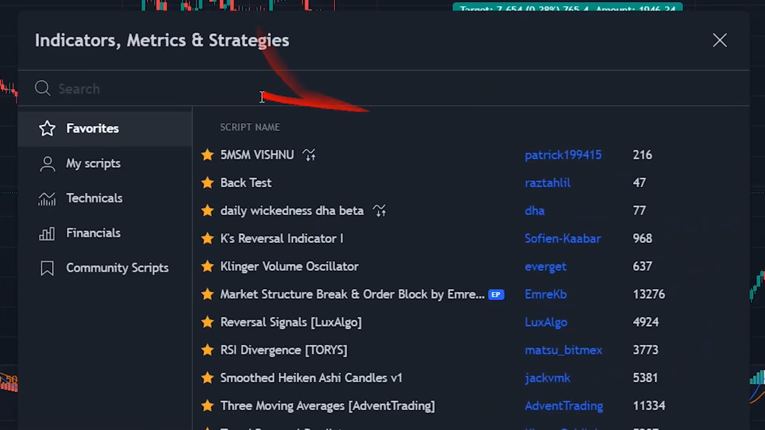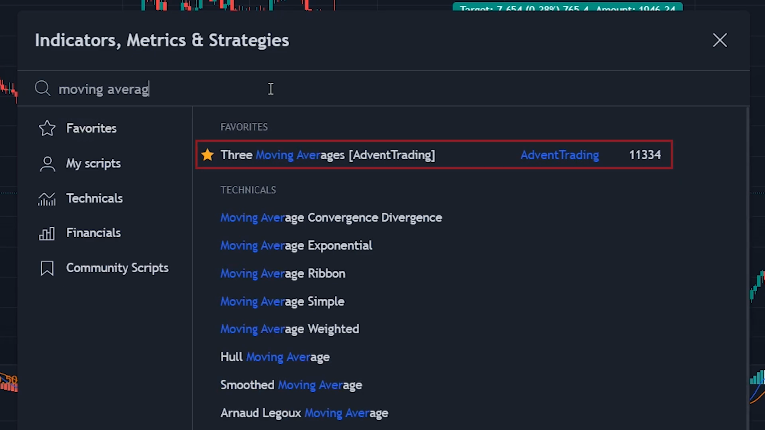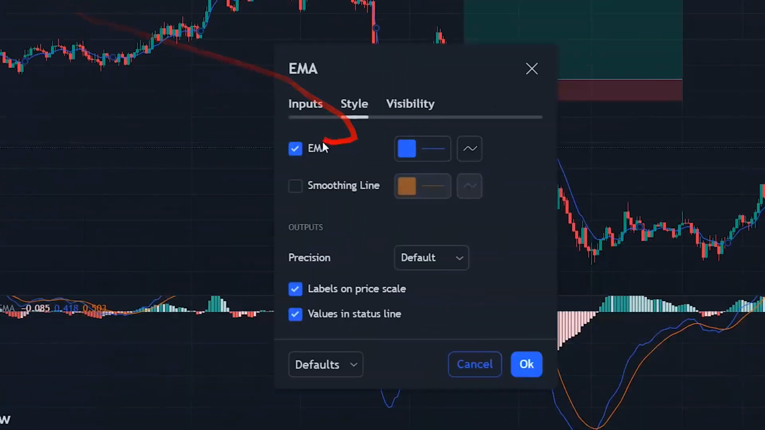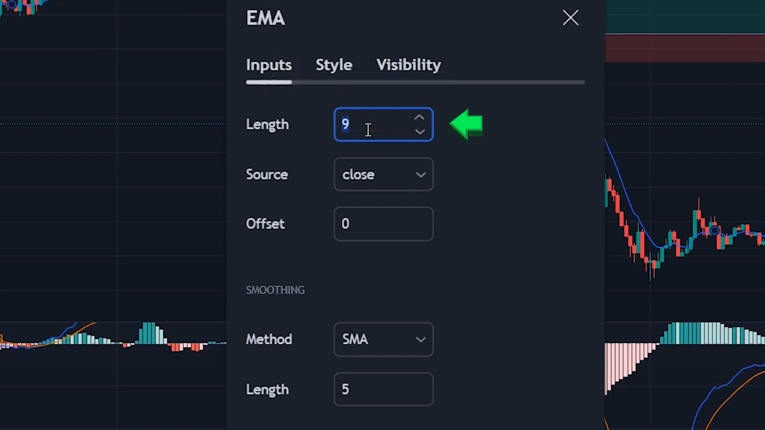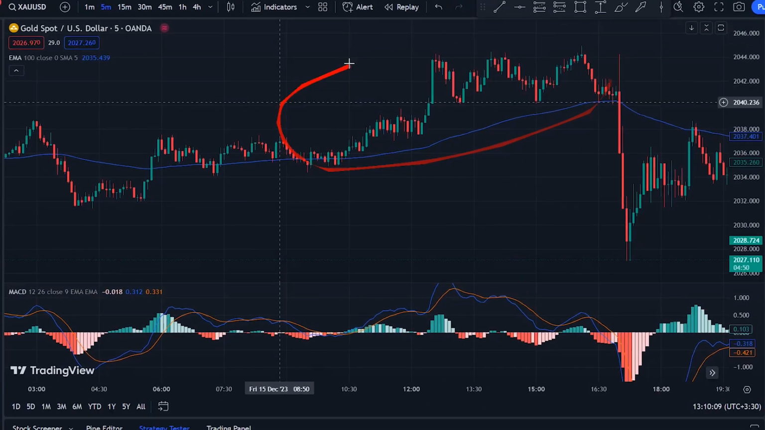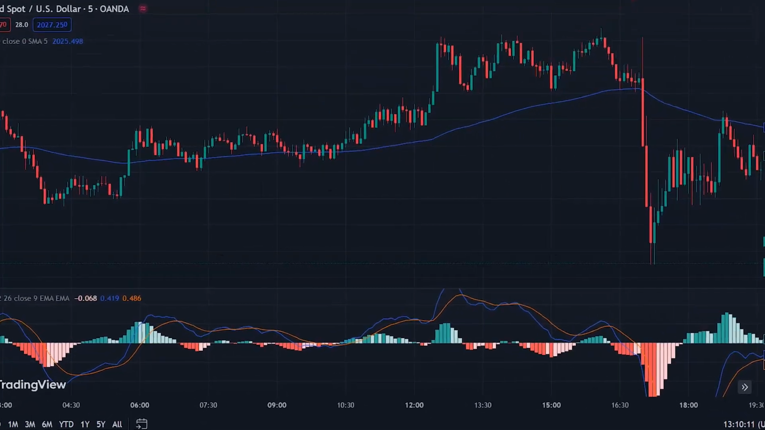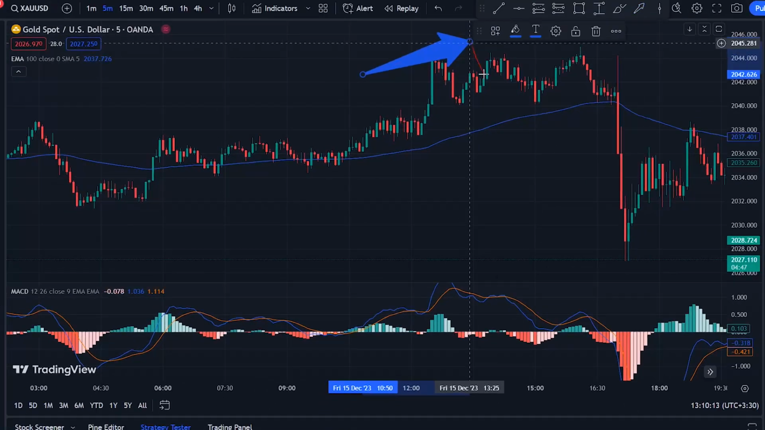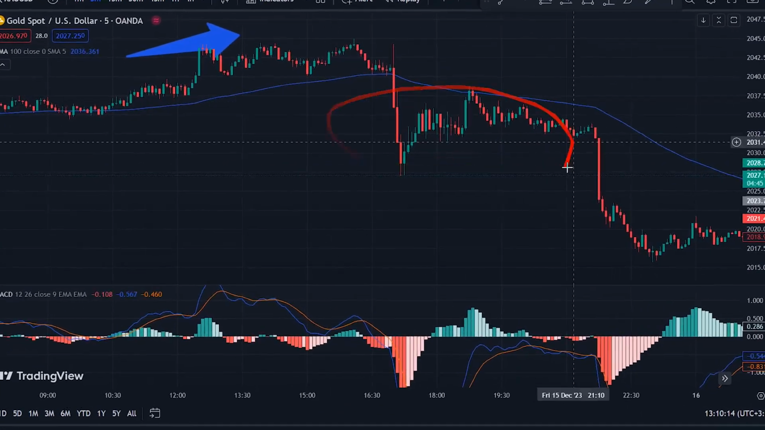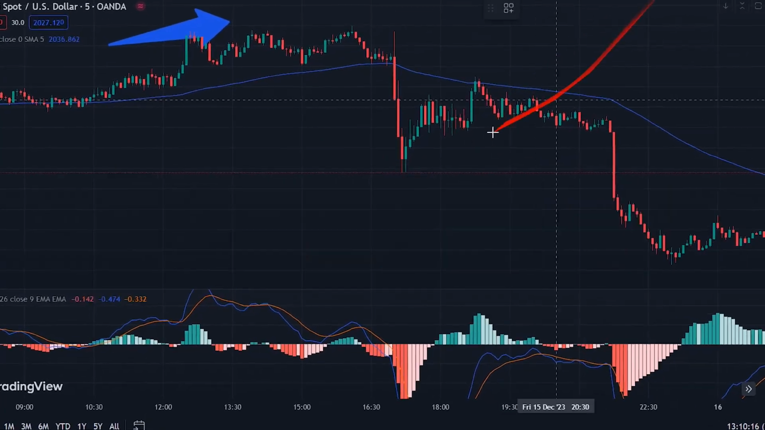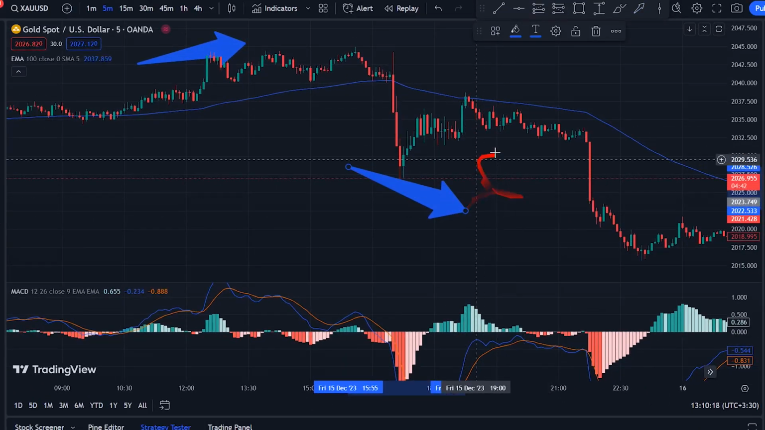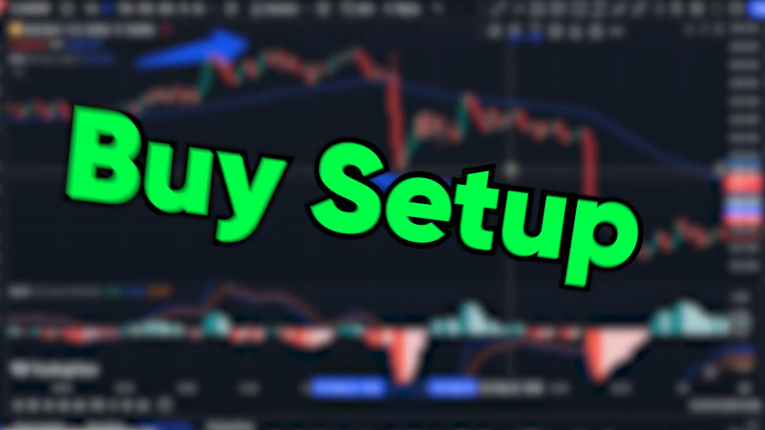Go to the Indicators tab and search for Moving Average Exponential or EMA. Then go to its settings and change the EMA to 100. When the candles are above the line, we are in an uptrend and we can consider buy orders. When the candles are below this line, we have a downtrend and we shouldn't look for buy orders at this point.